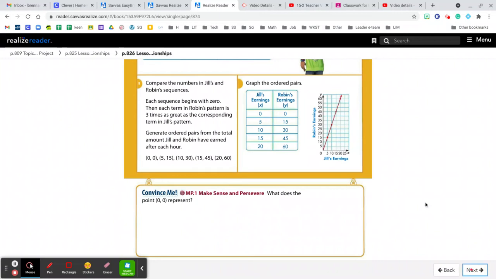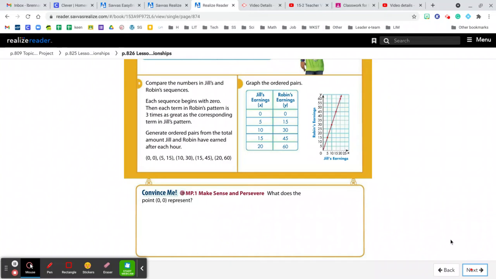And the relationship would be for that one. I don't even know if they want you to figure out the relationship. They don't even really ask you. Compare their earnings and graph the ordered pairs. That's all you really need to do. You don't even have to explain. After zero, Jill and Robin have, I don't know. What does the 0, 0 represent? That's before they even started earning money.